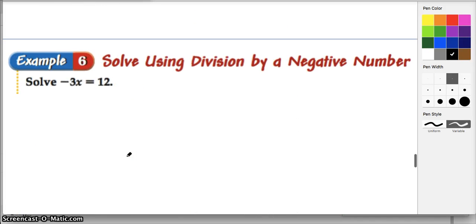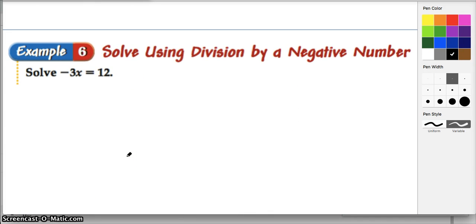Let's look at this final example for this section. Example 6 says solve using division by a negative number. And so here, same idea. X, who's bothering you? -3. How do we get rid of -3? We divide her away. What we do to one side, we do to the other. I'm left with X is equal to 12 divided by -3, which we know 12 divided by 3 is 4. Positive divided by negative is negative.